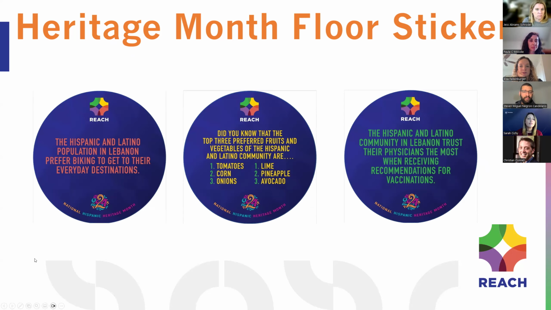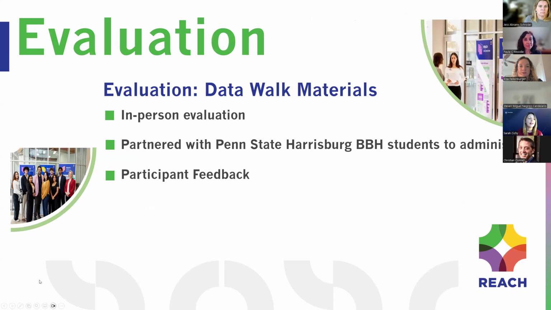The first one on the far left is for our physical activity area, and it says the Hispanic and Latino population in Lebanon prefer biking to get to their everyday destinations. And the one in the center is aligned with our nutrition strategies, and it says, did you know that the top 3 preferred fruits and vegetables of the Hispanic and Latino community are tomatoes, corn, and onions, and then lime, pineapple, and avocado? And I'll circle back to these when we get to outcomes and next steps. Okay, so we can go ahead to the next slide.